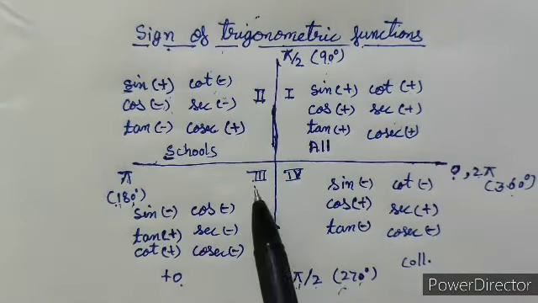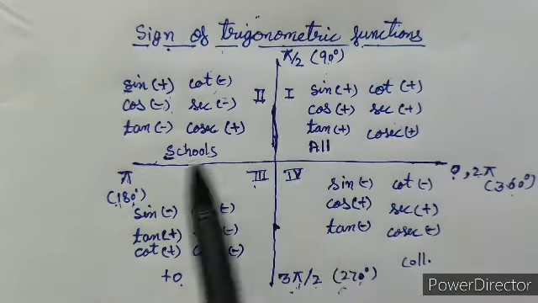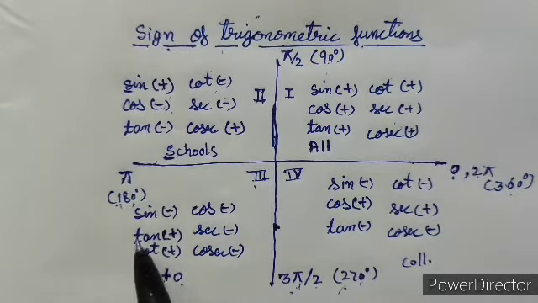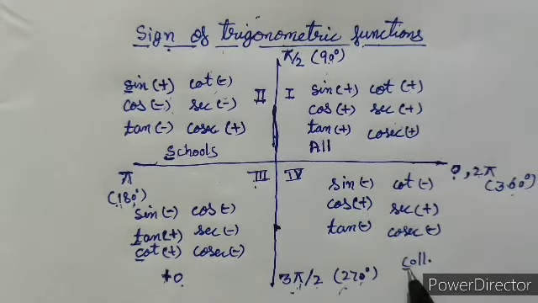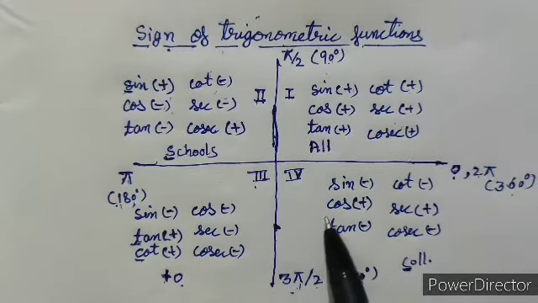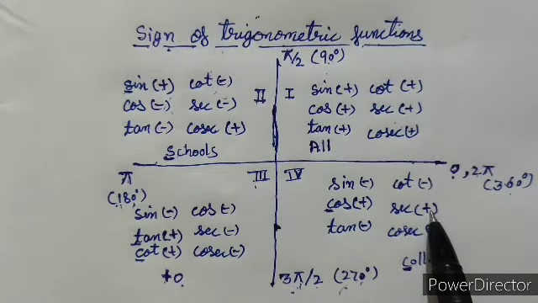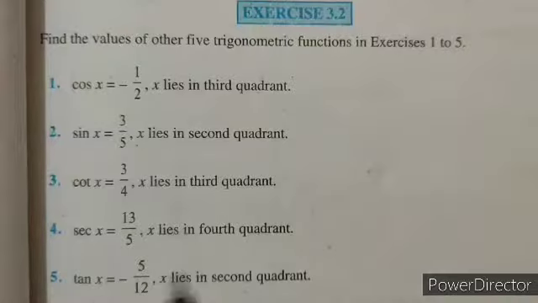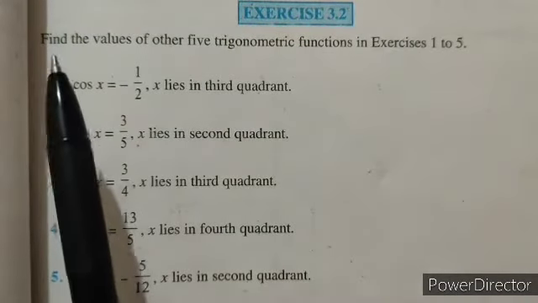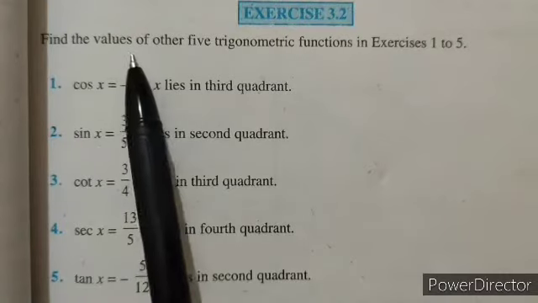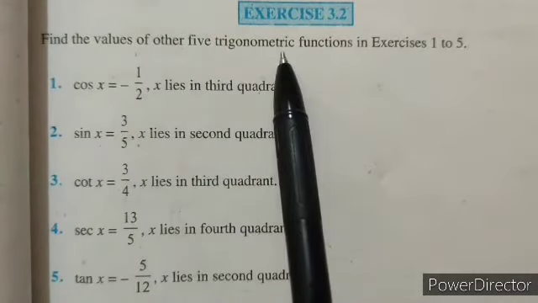Now in third quadrant, we have all schools too. Now T is for tan, so tan and reciprocal of tan, that is cot, will be positive and others will be negative. Now to college, C is for cos, so cos and reciprocal of cos, that is sec, will be positive in the fourth quadrant and other trigonometric functions will be negative. Now in exercise 3.2, from question number 1 to 5, we have to find the values of other 5 trigonometric functions.